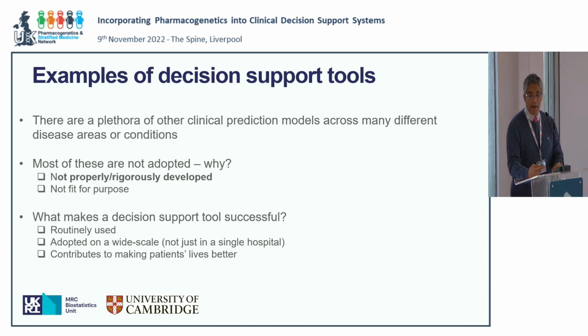And I'll come back to this whole talk about developing a risk prediction model, a clinical decision support system tool. I'll come back to how you do that in the next few slides. But I also wanted to, as an aside, talk about what makes a decision support tool successful. Well, I would say that it has to be routinely used. It has to be adopted on a wide scale, whether internationally, in the European or more nationally. It has to be widely adopted for its purpose. And it has to contribute to making patient lives better.